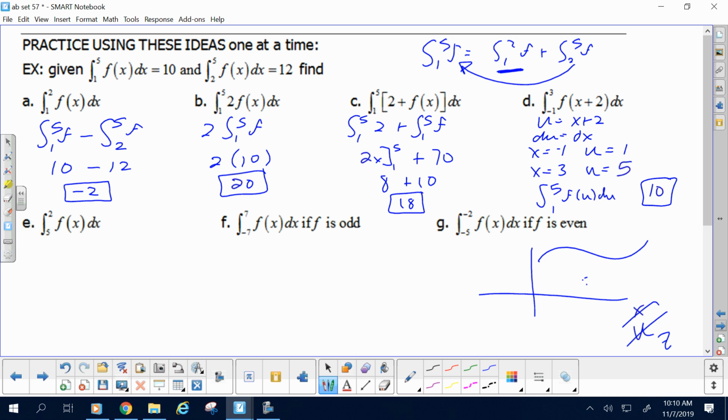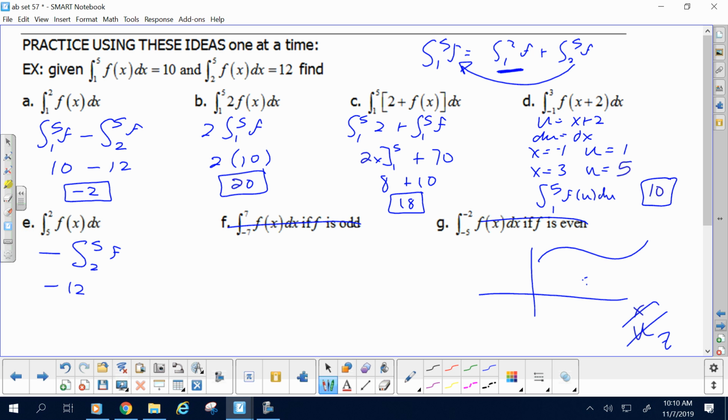All right. 5 to 2. What the heck? They switched the limits. What should we do? Well, we did, right? Negating 2 to 5. What is 2 to 5? 12. So our answer is negative 12. All right, when they switch the limits, or when we switch the limits, it's the negation.